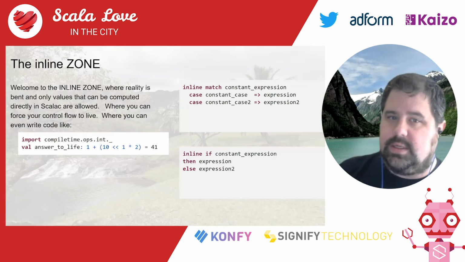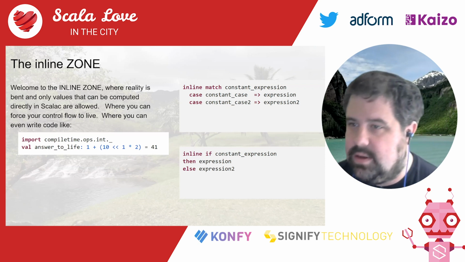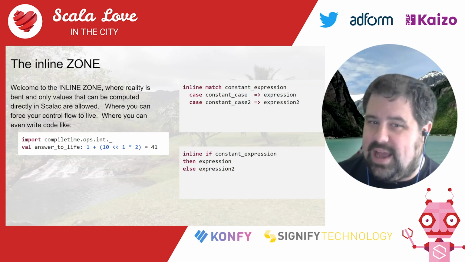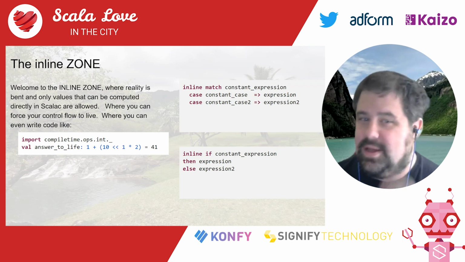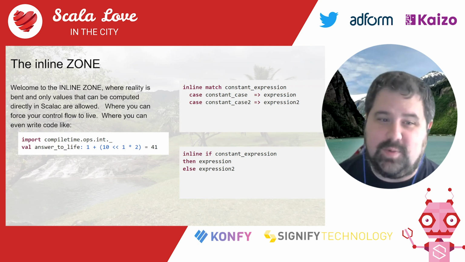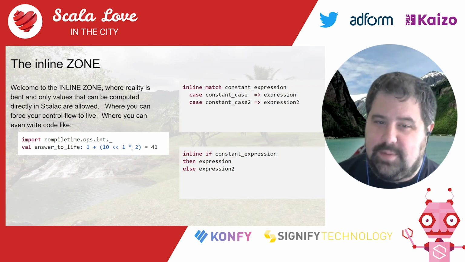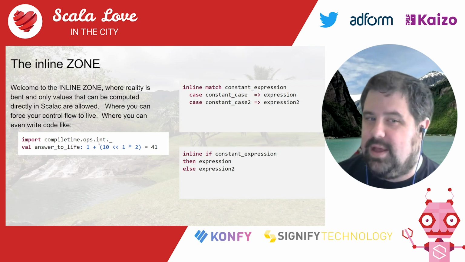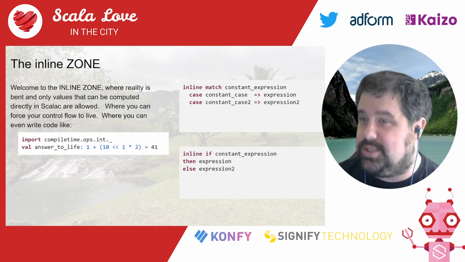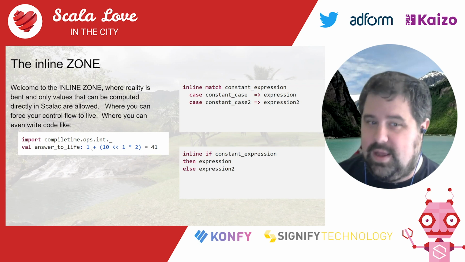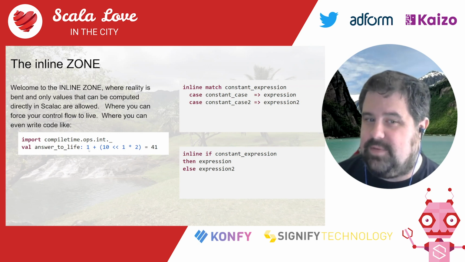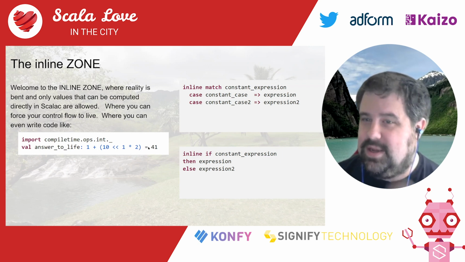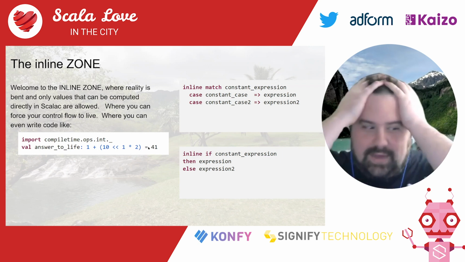The inline zone is a reality that we've bent and we've twisted Scala so that everything is available at compile time. Do you know the cool things you can do in the inline zone? This is one of my favorites. I can actually do computations at the type system. If I import my integer operations, the types for them, I can say the answer to life is 1 plus the type 10 to the 1 times 2. These are all types. Doesn't this make everyone else so happy?